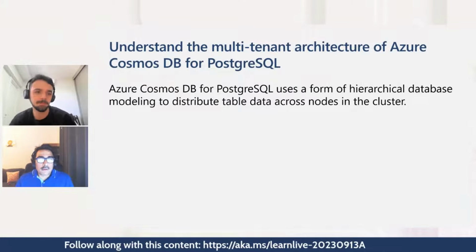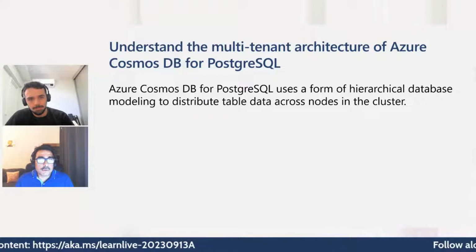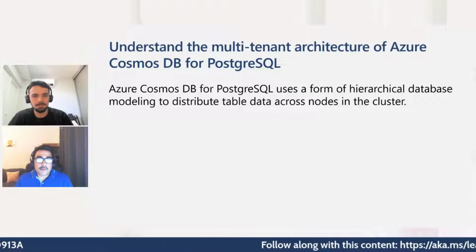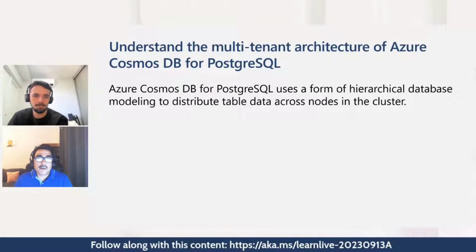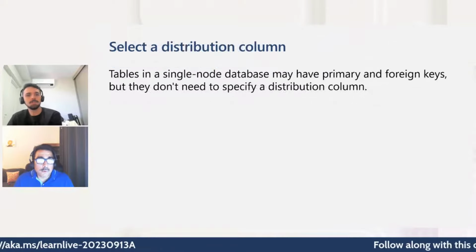So let's understand the multi-tenant architecture for Azure Cosmos DB for PostgreSQL, right? It uses a form of hierarchical database modeling to distribute table data across nodes in the cluster, and we're going to cover that in the subsequent slide. If you can move forward.